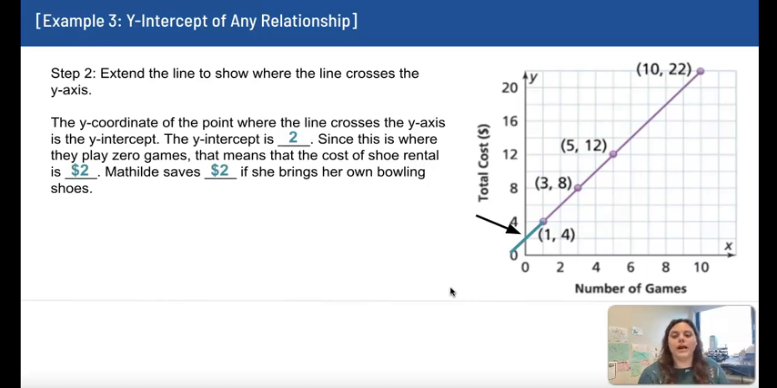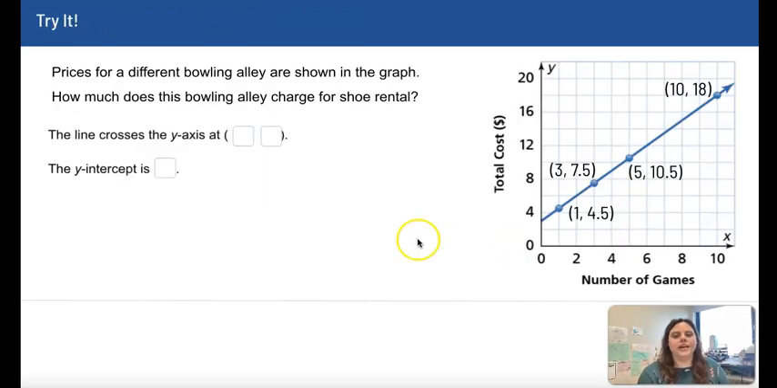When you have a complete graph, using that y-intercept makes it really easy to see that information without having to figure out all of the extra pieces. You try it. Here we see the y-intercept, but it's not at a really nice number. The prices for a different bowling alley are shown on the graph here. 1 game, $4.50; 3 games, $7.50; 5 games, $10.50. How much does the bowling alley charge for shoe rental? Remember to find the cost per game and then subtract that from 1 game to find the y-intercept. Pause the video, do this problem, and come back to see the answer.